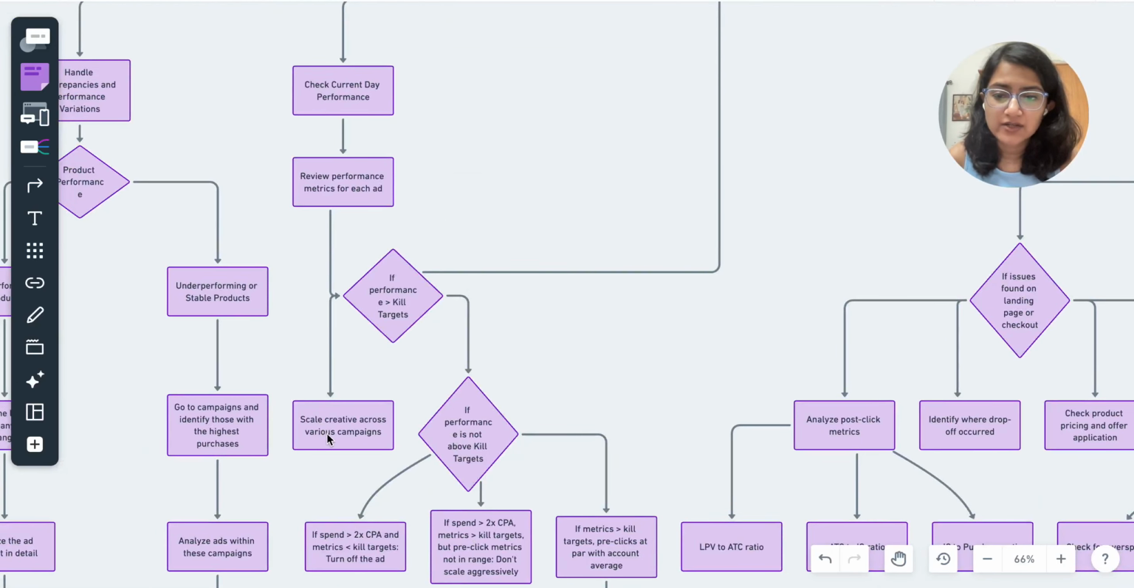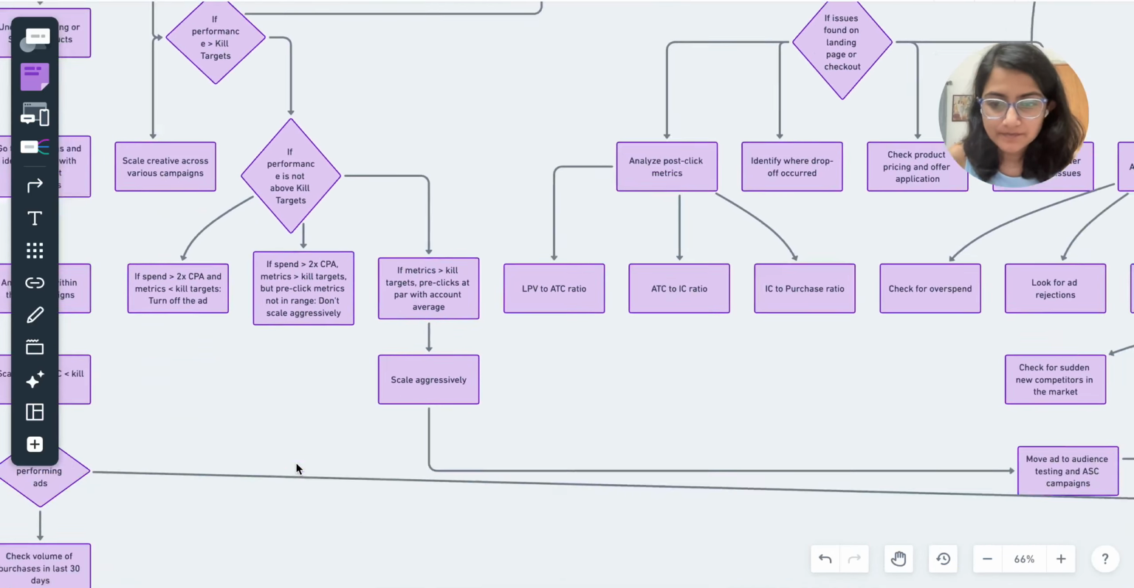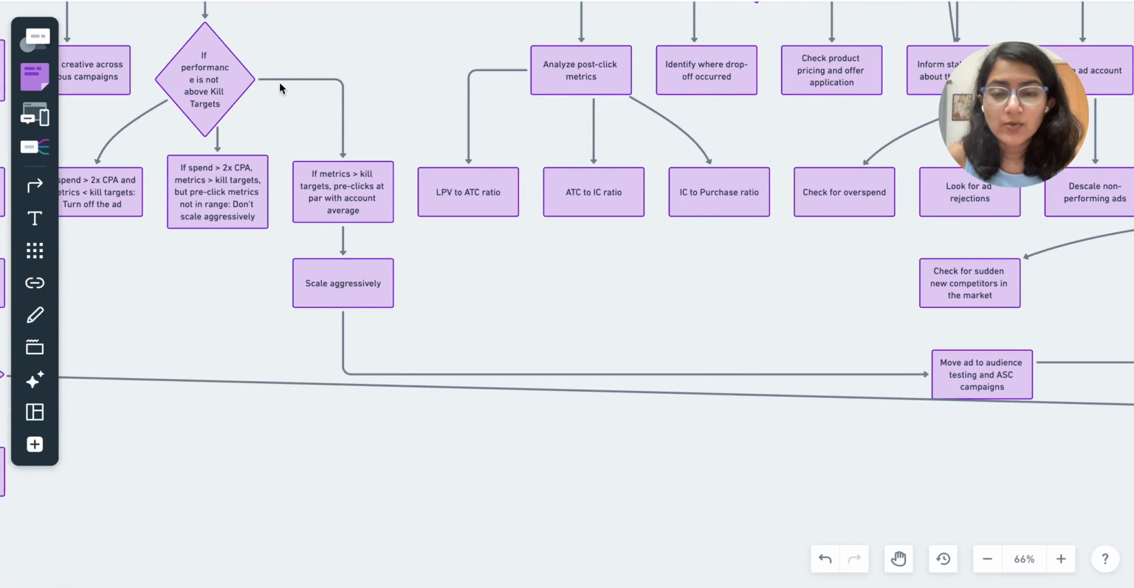And for any ad, we scale the creatives across various campaigns. So when you're reviewing the campaign, any particular creative that is performing well, we will scale in that campaign itself. Now, suppose I've launched a new creative yesterday and it is performing well. I have already scaled it aggressively and I see that this creative is good, then I will move it to my scaling campaign.